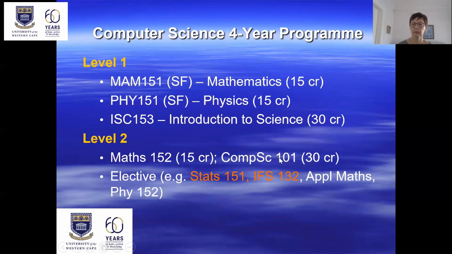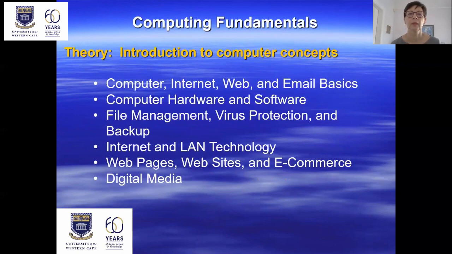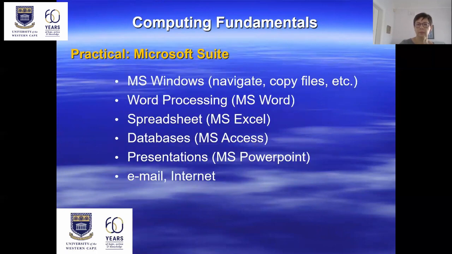And in your second year, you'll do computer science, the first computer science subject. And then there are also a number of other subjects you need to take, because when you enroll for a BSc, you have to take a combination of different scientific subjects, of which computer science is one and mathematics is another. In your first year, a theory course will be introduction to computer concepts, and these few bullet points actually cover what you will be learning. And you'll also learn very basic skills such as word processing, the Windows operating system, and databases, etc.